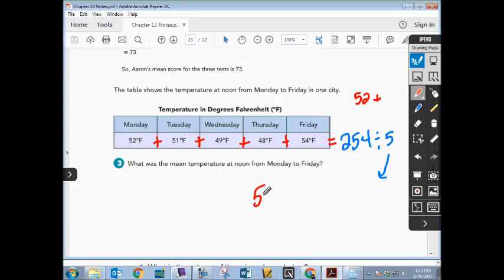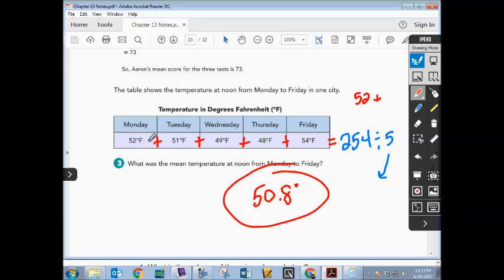50.8 would be our average temperature, degrees, right? Now that makes sense. Look at the temperatures. We have a little bit over 52, 51, 49, 48, 54. Yeah, I would say that's pretty much right in the ballpark as far as an average day in there. So that's how that works.